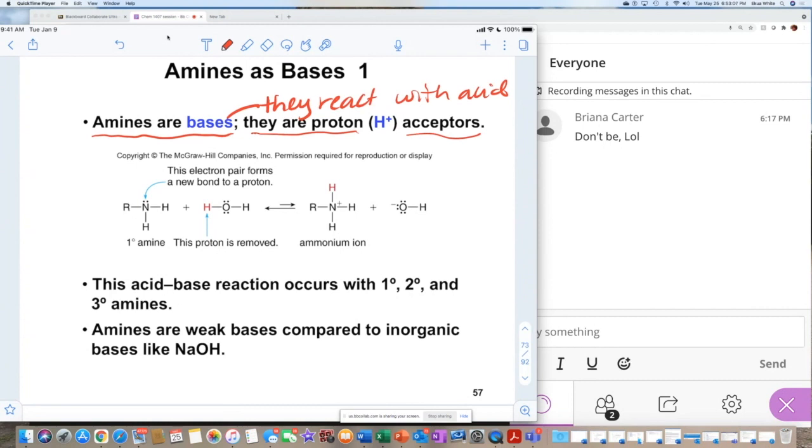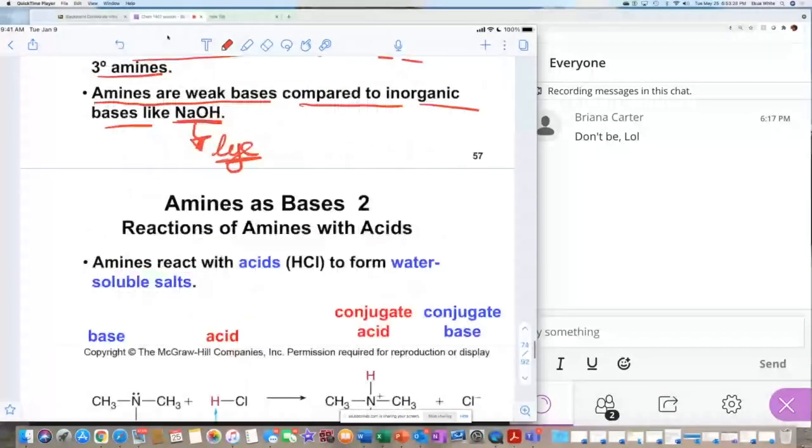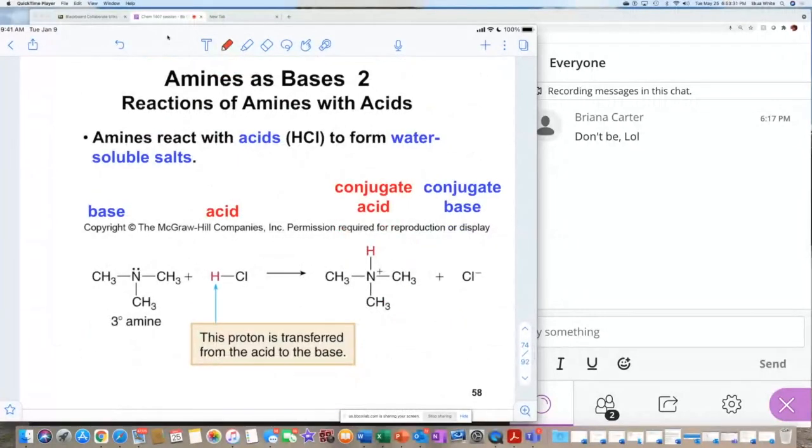Okay, amines are weak bases, so we can see here that amines will have an acid-base reaction when you have primary, secondary, tertiary amines. Amines are weak bases compared to the inorganic base like sodium hydroxide. Sodium hydroxide is very strong. Okay, amines are a lot weaker. So we're told here that the amines will react because they're bases, right? They'll react with an acid to form water soluble salts.